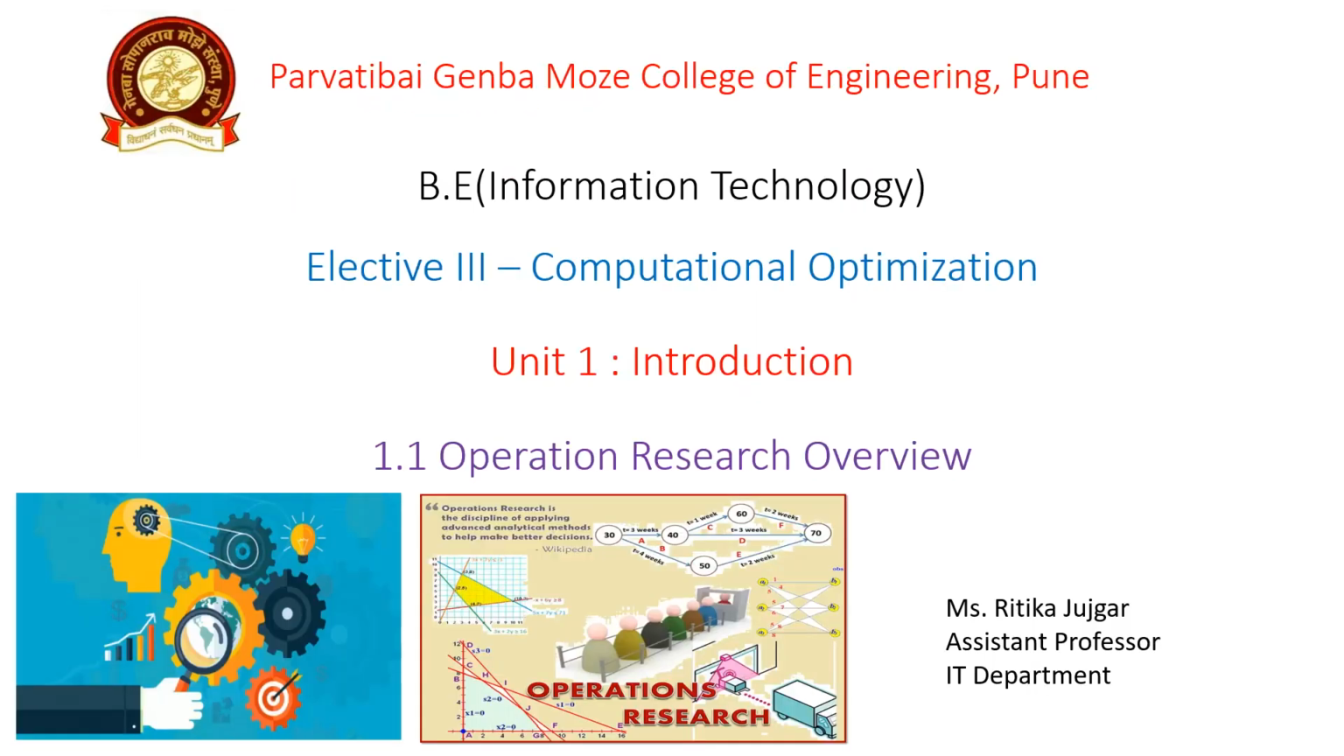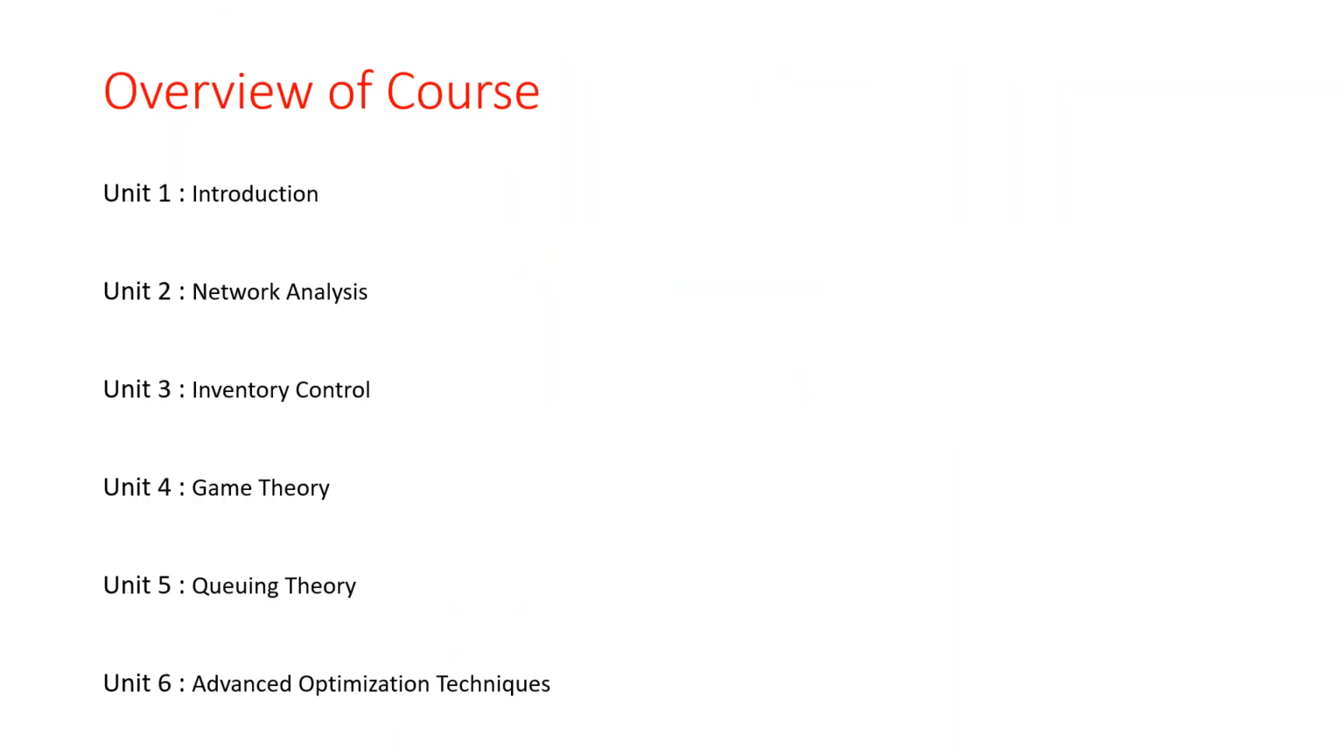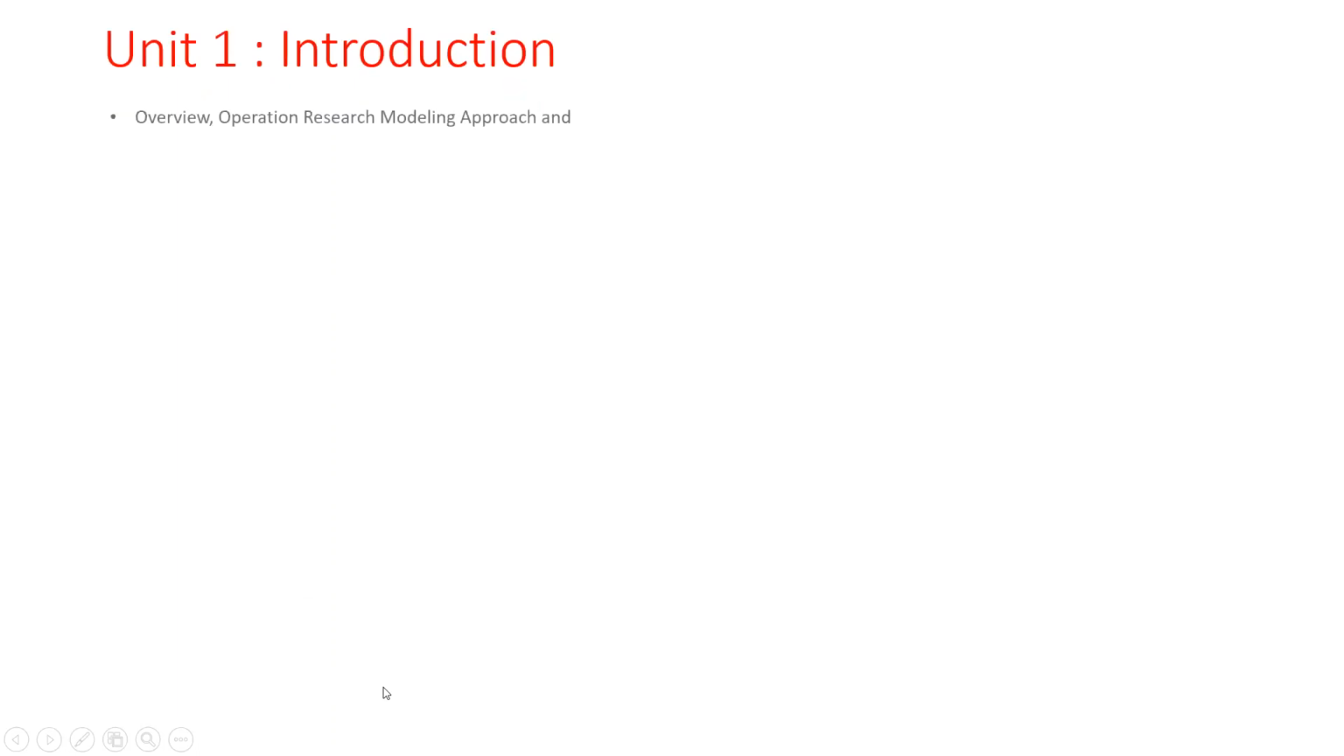In Elective 3, Computational Optimization, there are 6 units. First is based on an introduction part. The second unit is based on network analysis and inventory control. Then the fourth unit is based on game theory. Unit 5 is based on queuing theory, and unit 6 is based on advanced optimization techniques. So first we start with unit 1, the introduction part.